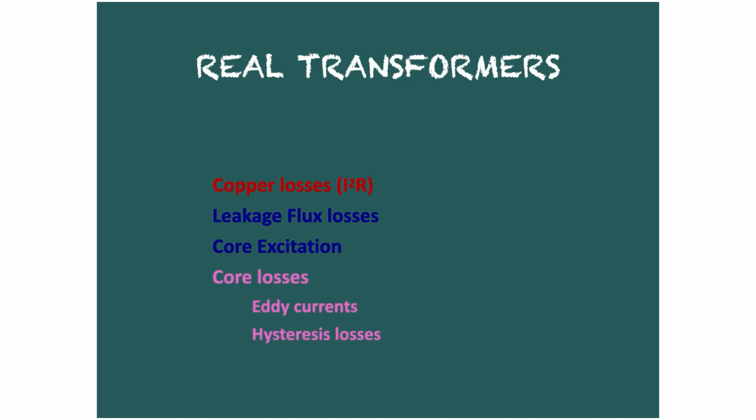In fact, real transformers have other losses that occur as well. For instance, copper losses, or I-squared losses, leakage flux losses, core excitation, and core losses, which we've already mentioned, including eddy current losses and hysteresis losses. Now we're going to go on to look at just how these occur.